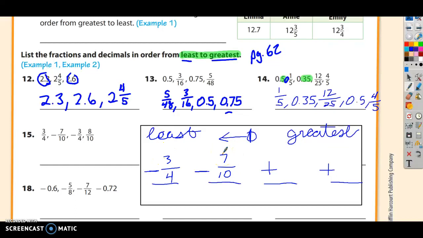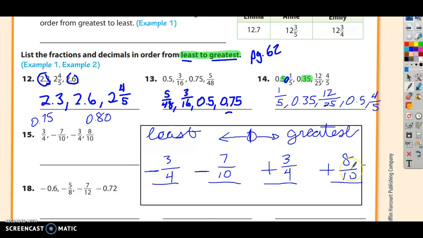Now I've got my 2 positives. This one would be 0.75, and this one would be 0.8, which is the same as 0.80. And if you were at 0 and you were working your way towards the right, you would come to 75 first, so that's going to be 3/4. And you would come to 80 next, and that's going to be 8/10.